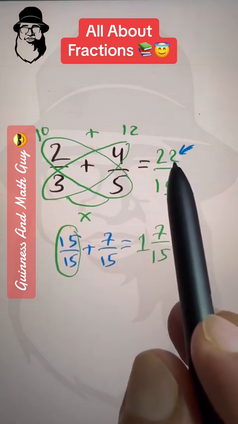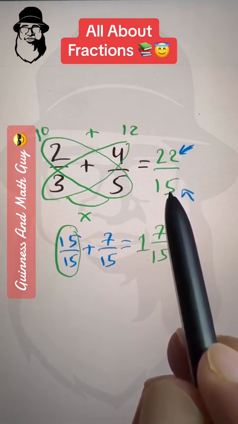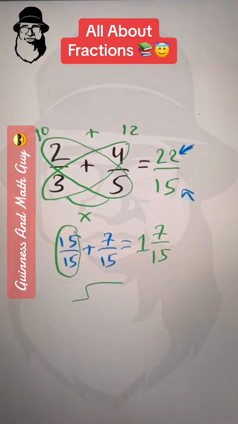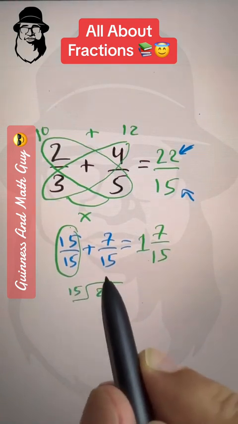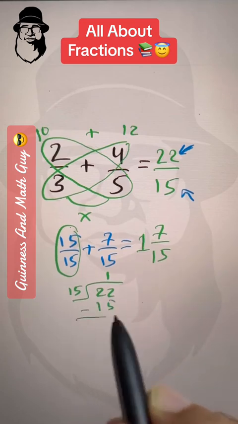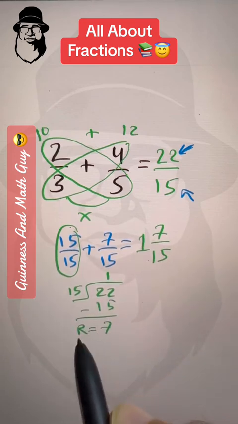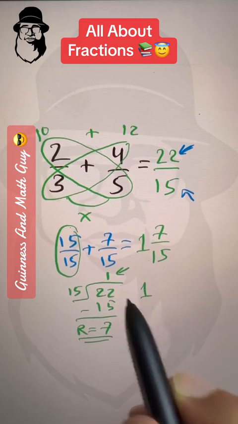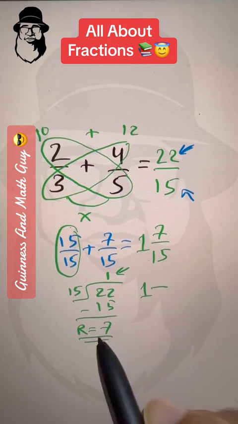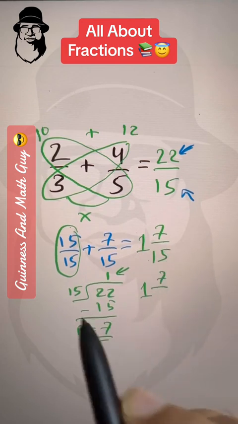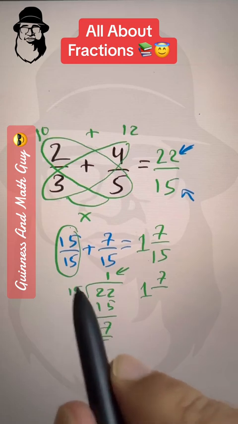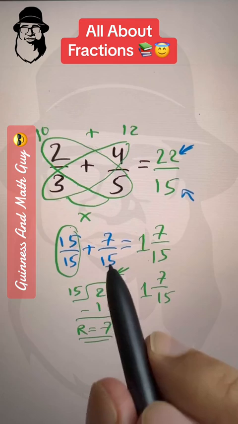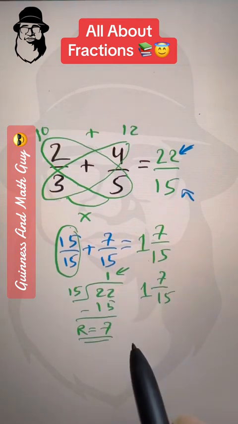Or we can always divide the numerator by the denominator like this. 22 divided by 15. 15 times 1 is 15, and we subtract here to get 7. So this is the remainder, and this is the quotient. We write it as one whole number, that is the quotient, and in the numerator we write the remainder 7, and the denominator will be the divisor, 15. So the denominator remains the same here, and we write it like that.